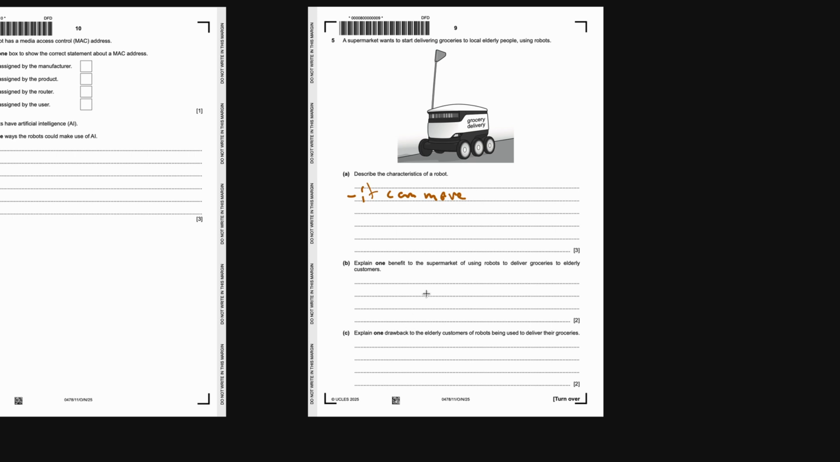And secondly, a normal characteristic of any robot, right? A mechanical structure, right? Electrical components. Okay, any normal characteristic of any robot would be sufficient for this question. Part B, explain one benefit to the supermarket of using robots to deliver groceries to elderly customers.